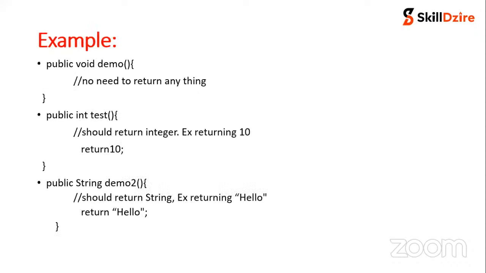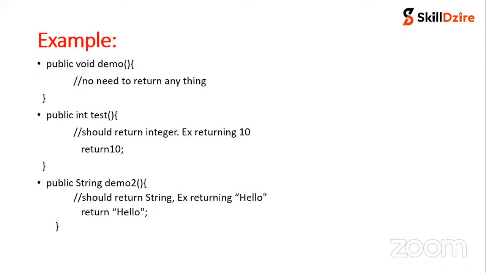Here is an example of a method. How will you write the method? Public is the access modifier. Next is the return type. And demo is your method name. Every method should have rounded brackets after the method name, and inside the curly brackets you will have the particular lines of statements that you can write.